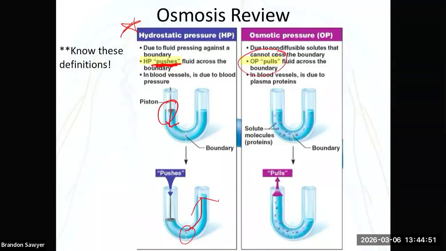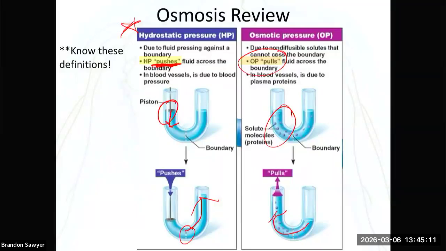Osmotic pressure is the opposite. It pulls towards itself, right? So if we have a solution over here with lots of solute that has high osmotic pressure, then water is going to go towards that solution instead of away, like it did with the high hydrostatic pressure. Okay, so just important things to remember.